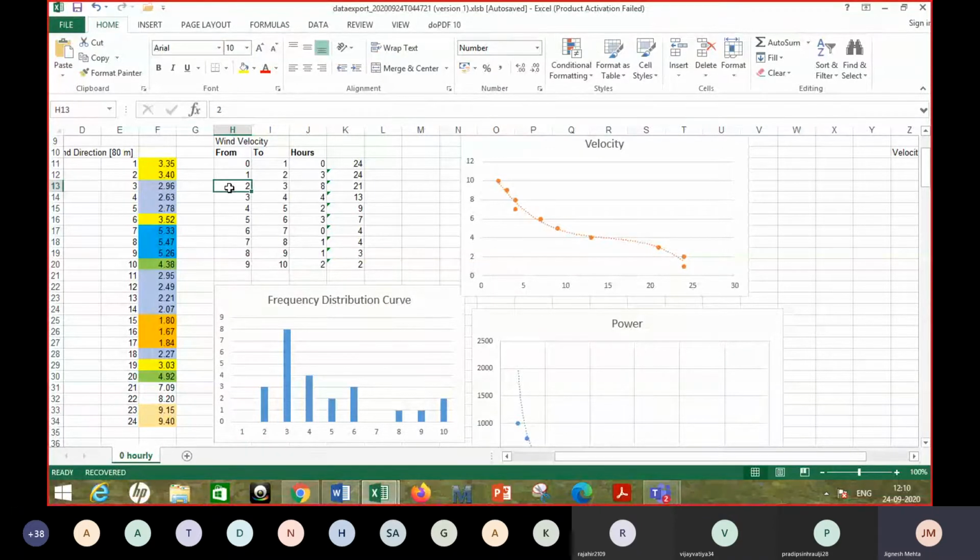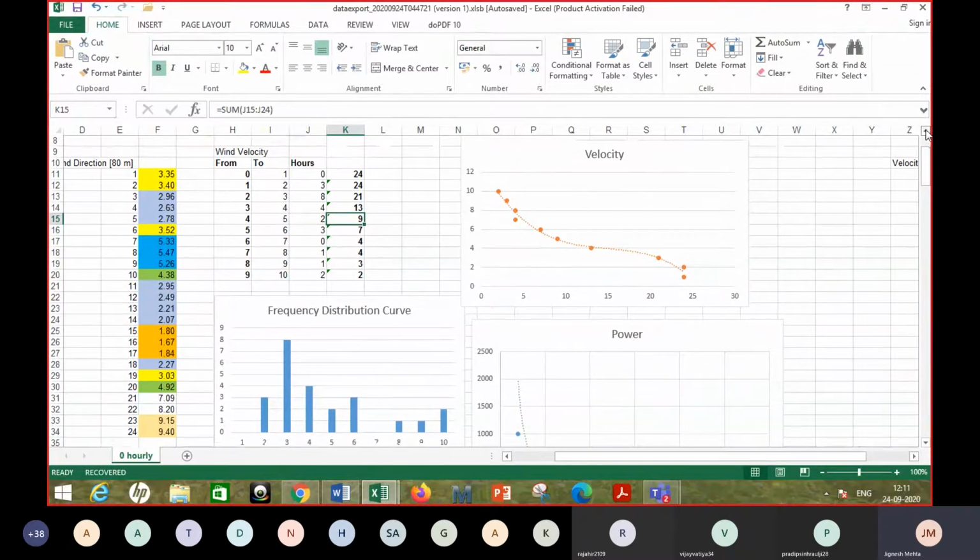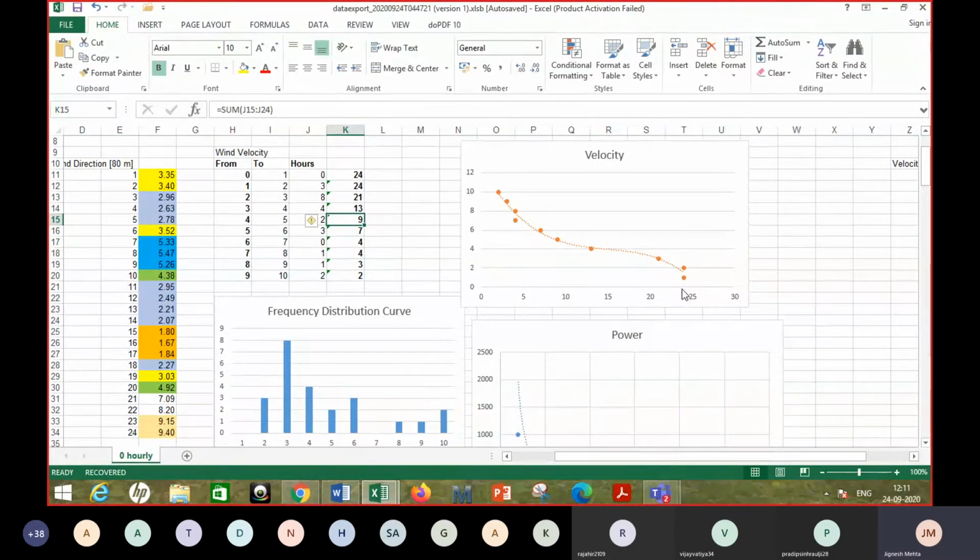Then for 2 meters per second, for 21 hours it was more than 2 meters per second. So you refer to the first column and this column, the fourth column. Okay. Then 3 meters per second or more was for 13 hours. 4 meters per second or more was for 9 hours, and so on. Then this can be plotted here. So you can see this curve, this orange curve. So for all 24 hours, it is more than 0, right? Then even for 1, it is the same number.